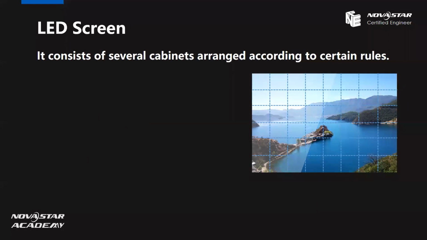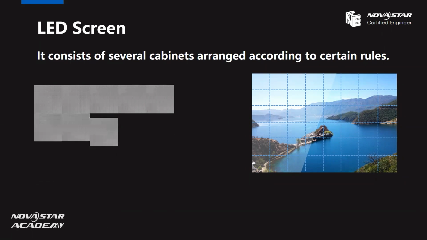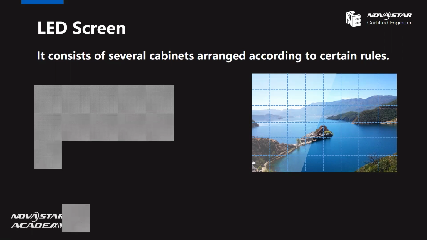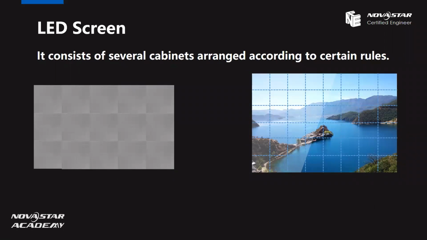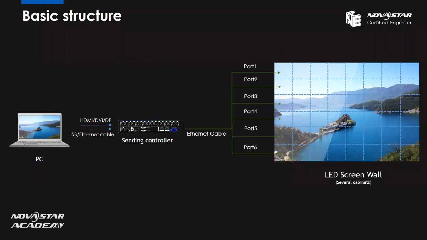Now after the LED cabinets are ready, we need to build up an LED screen. As the picture shows, the LED screen consists of several LED cabinets arranged according to certain rows. Now after the LED screen has been set up, without thinking about the video processor, if we want to display an image on the LED screen, first we need to build up the basic structure of the LED control system.